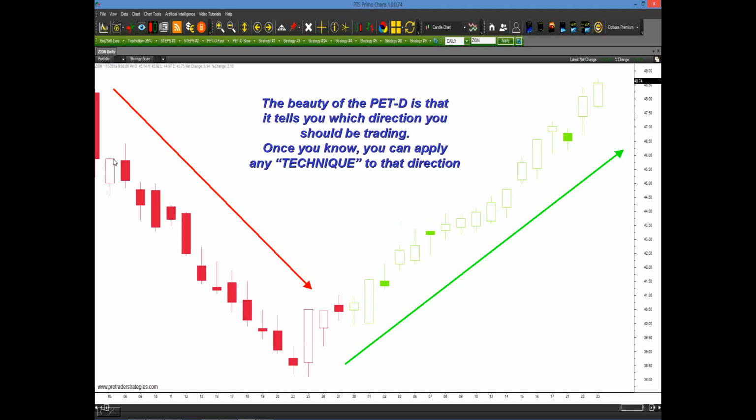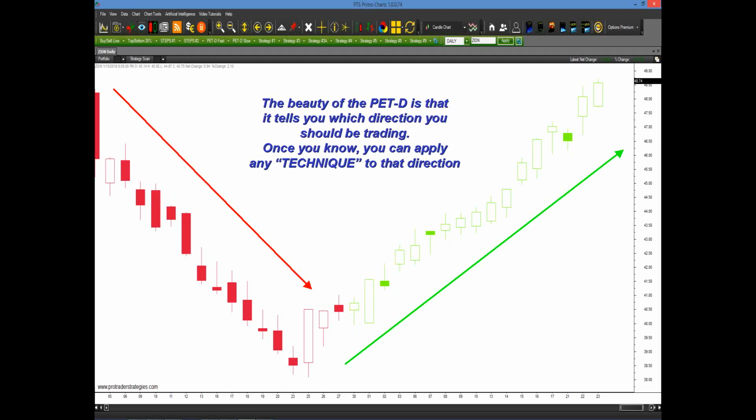A series of red bars tells you that you're in the downtrend. So we knew well in advance we're in a downtrend. And even though it doesn't predict the exact low or the exact high, it would have told you and given you early warning well before you found out somewhere up here that the trend was changing to the upside. So as it says here, the beauty of the PET-D is that it tells you which direction you should be trading. And then once you know that direction, well, then you simply apply any technique to that direction.